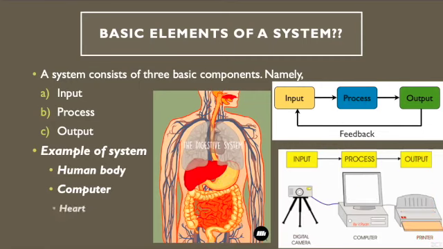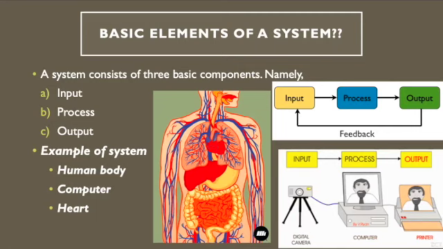Okay. So what about other examples? Simply, if you consider the heart, how does the heart work in a human? The blood is coming from one part, and it is pumping the blood to all other parts of the human body. So this is a system.